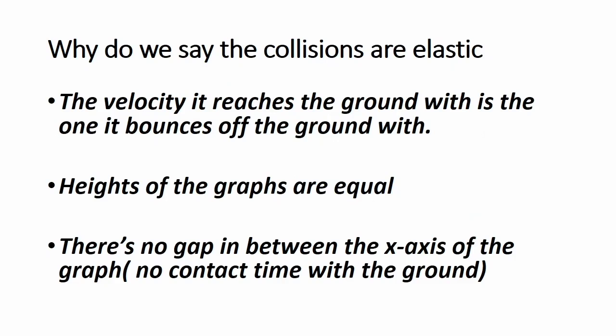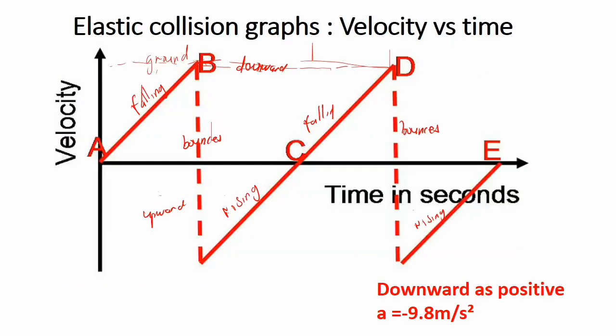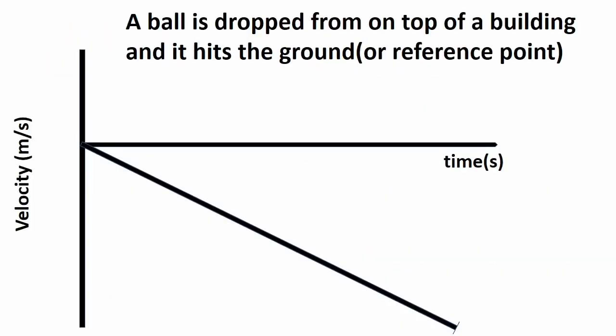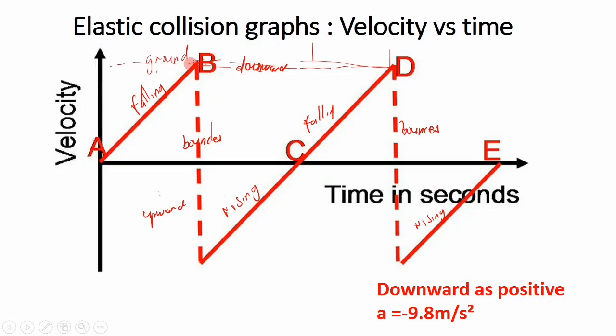Then there is no gap in between on the x-axis of the graph, indicating that there is no significant contact time with the ground. As you can see here, the graph is just straight. The broken lines are straight like that to indicate that there is no contact time with the ground.